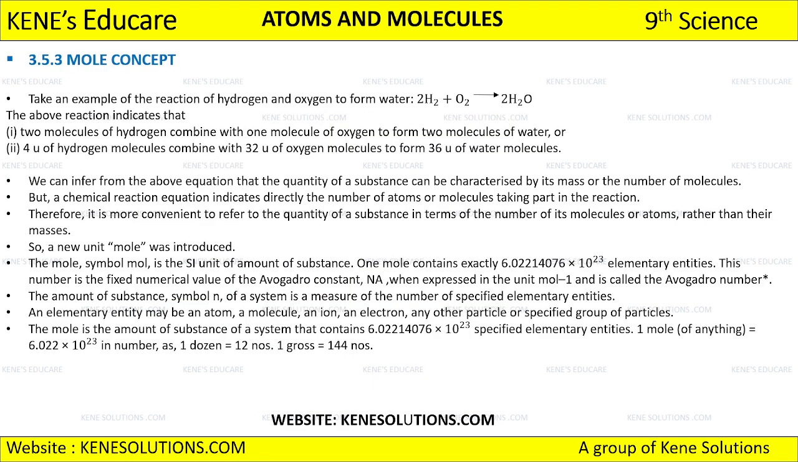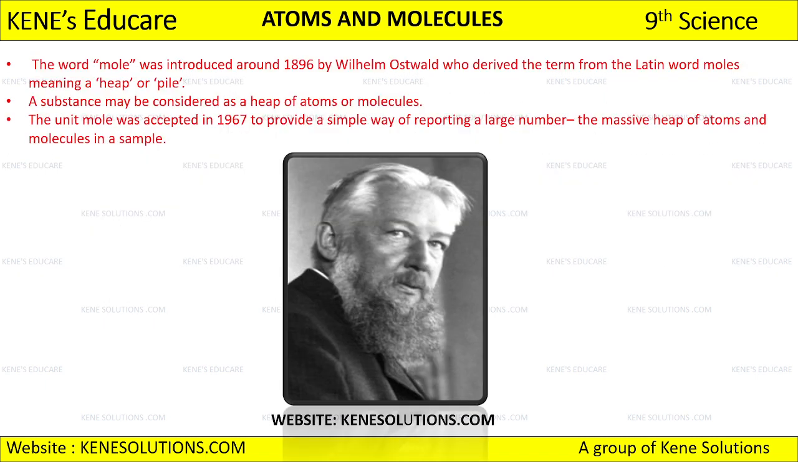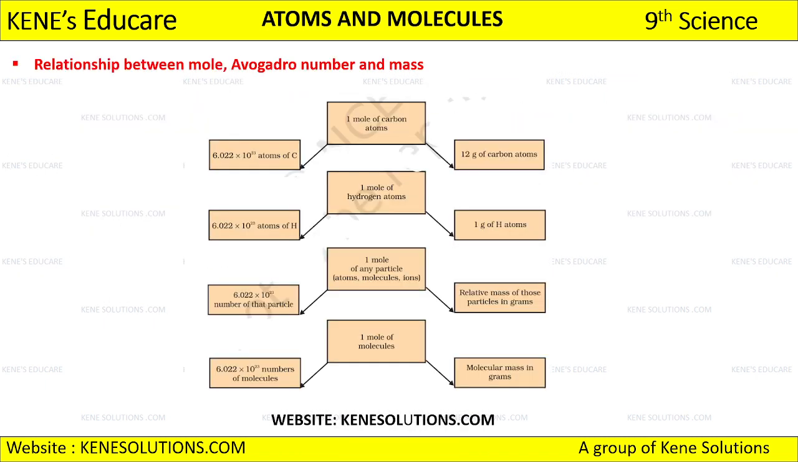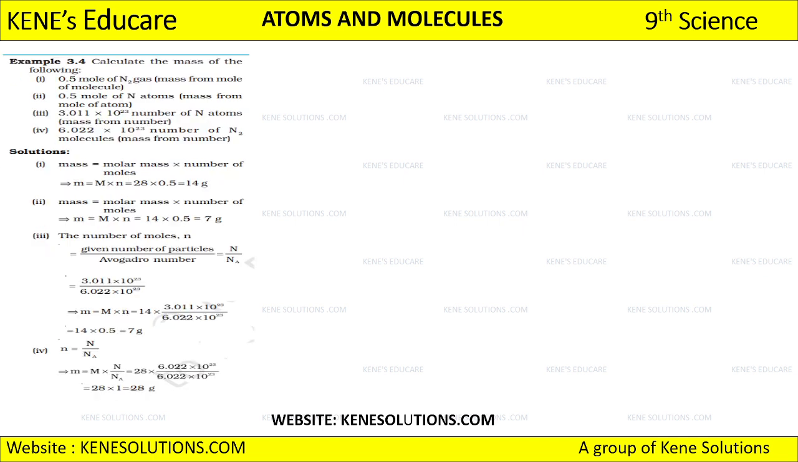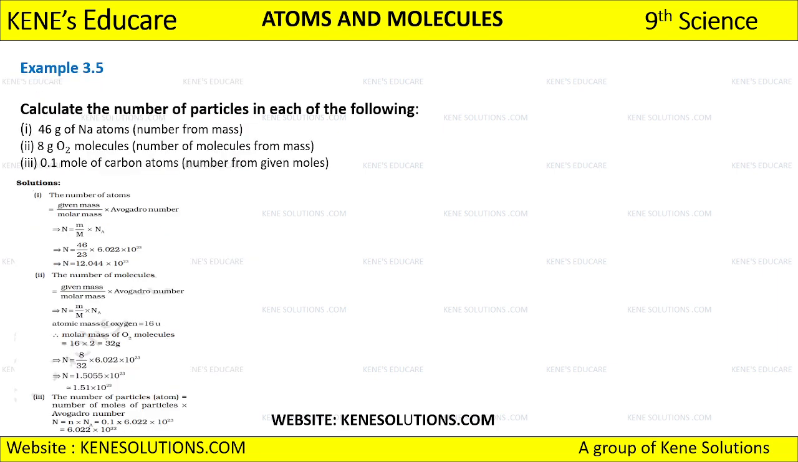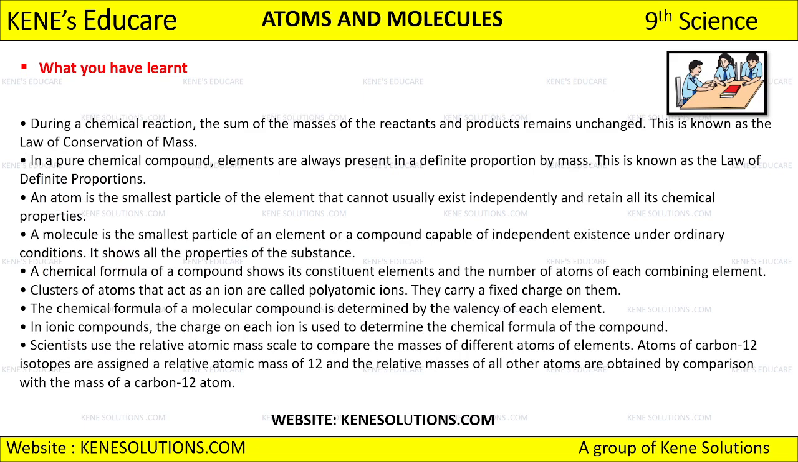After this we have the mole concept to discuss in detail, like what exactly a mole is and how we can calculate the mole of different elements. After that we will discuss the relationship between mole, Avogadro's number and mass, even with respect to some examples. We have 3 to 4 examples given one by one, and this is how we will end the lesson on atoms and molecules with this summary discussion.